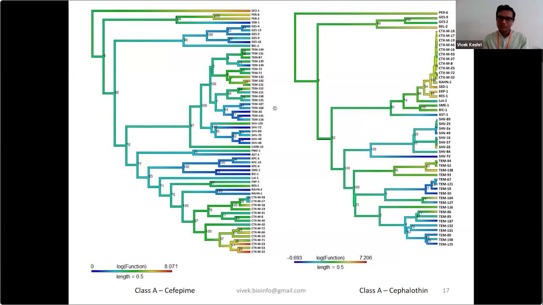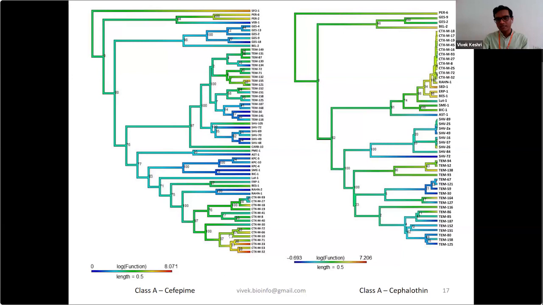In the bioinformatics field, generally we know that if two sequences are the same, then their structure and function will be the same. But here we can see more than two sequences, TEM 155 and 122, 121.